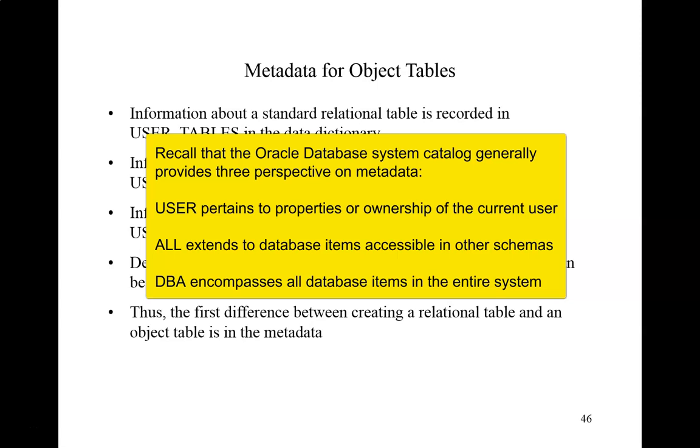Keep in mind that the Oracle metadata consists of three levels. There are user views, there are all views, and there's also a set of views for DBA. User reveals only those database objects that pertain to the individual user. All includes those objects plus items owned by other users who are permitting the current user access. And DBA looks effectively overall at the system level.